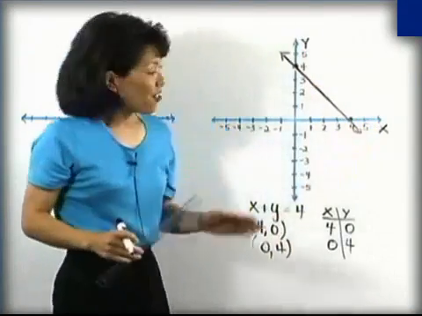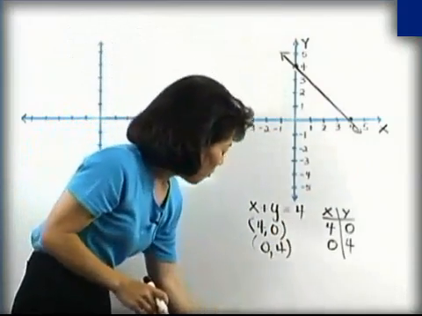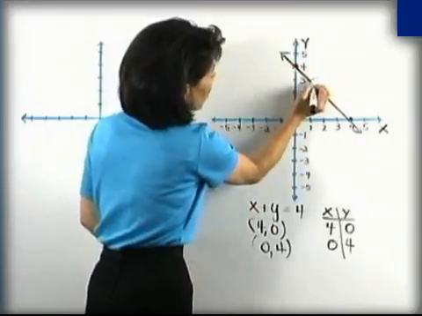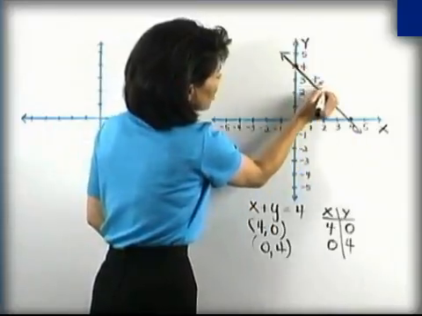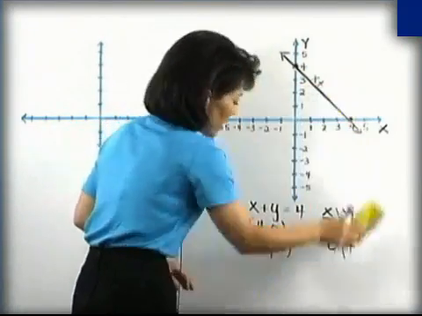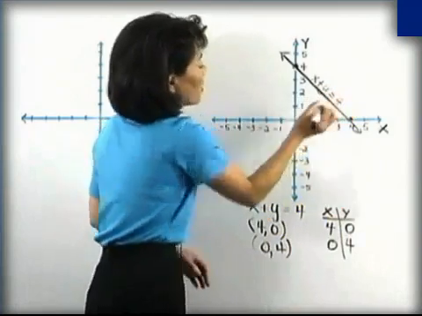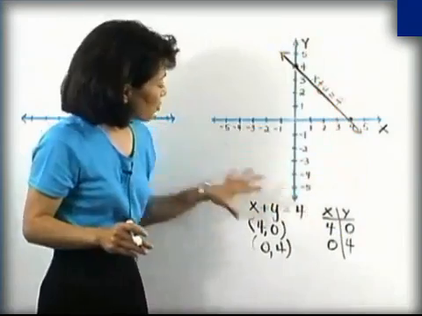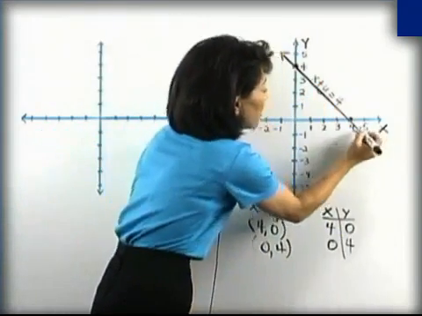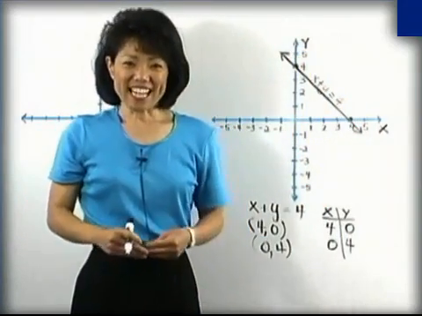There it is. So there's the graph of the equation x plus y equals 4. To clarify that this is the graph of x plus y equals 4, we'll write our equation, x plus y equals 4, right there on the graph, so that when we look at the graph in this coordinate system, we know right away that the equation of this line is x plus y equals 4. Do you get the idea?